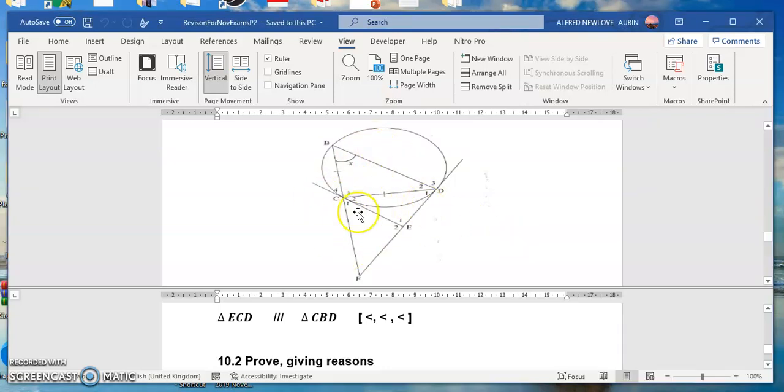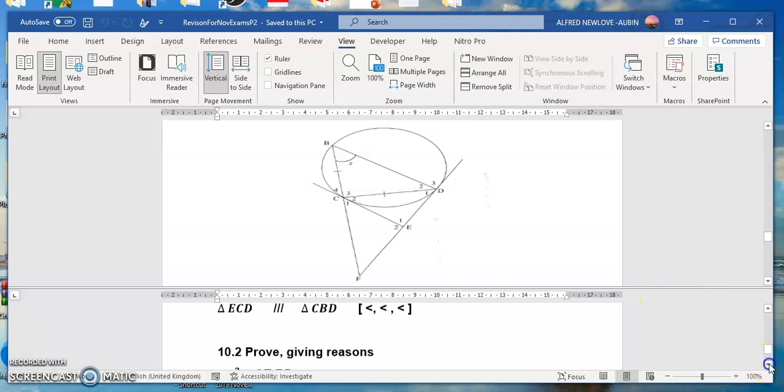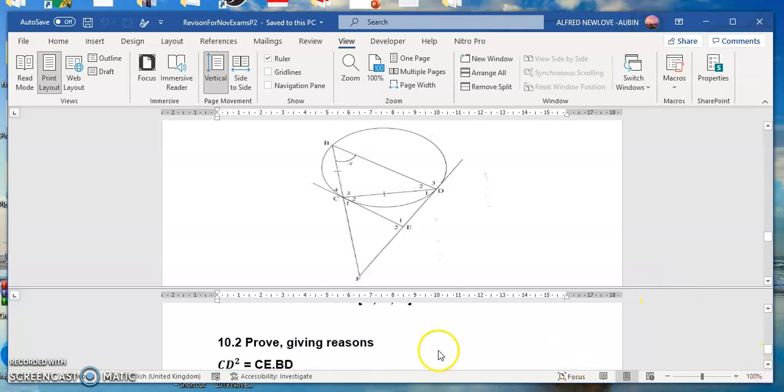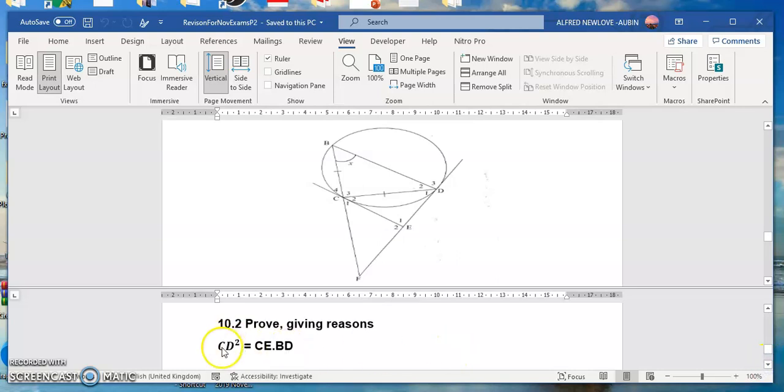Okay, this is a continuation of the same diagram on paper 2. The question says, prove, giving reasons, that CD squared is equal to CE dot BD. Dot means times. So how are we going to do that?